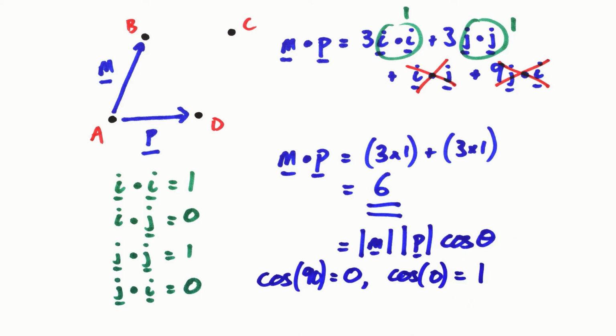It happens that m dot p is equal to the magnitude of m times the magnitude of p times the cosine of the angle between them. This makes it very clear how dotting parallel unit vectors gives a value of 1, while dotting perpendicular unit vectors gives a value of 0.